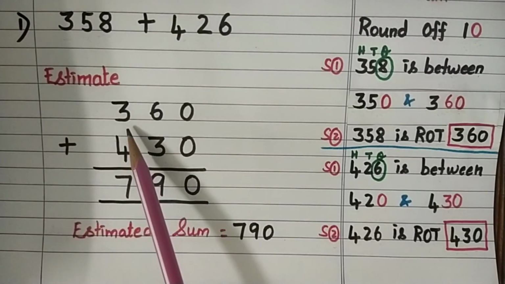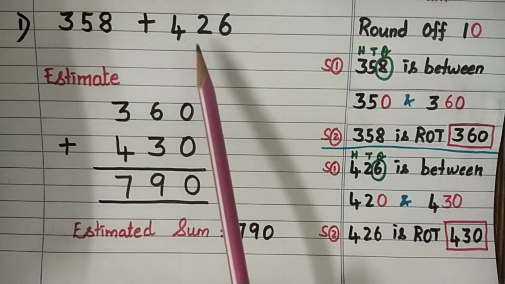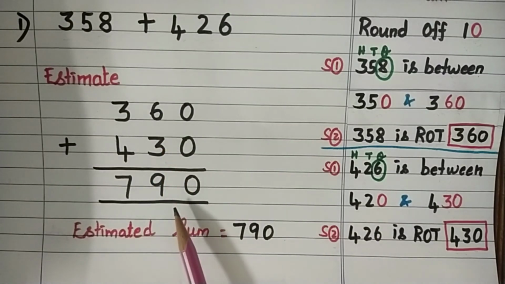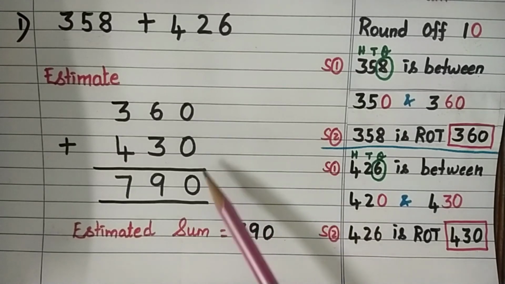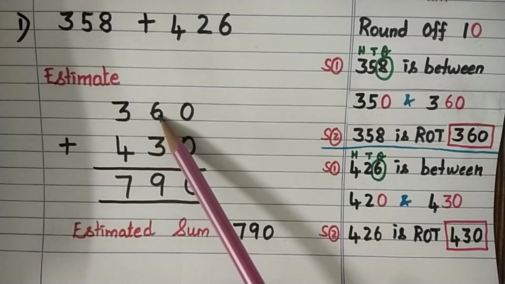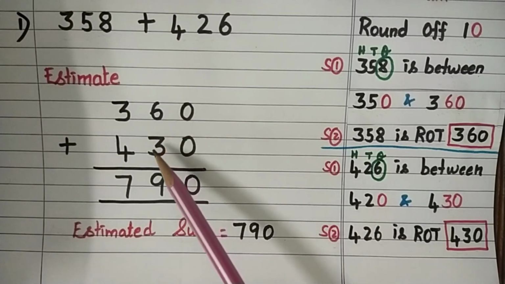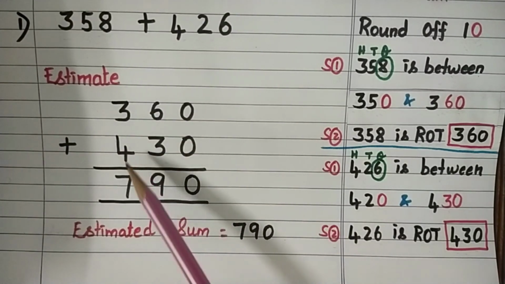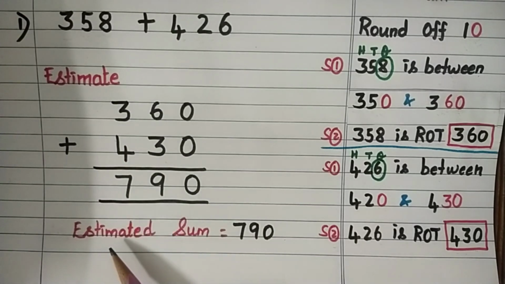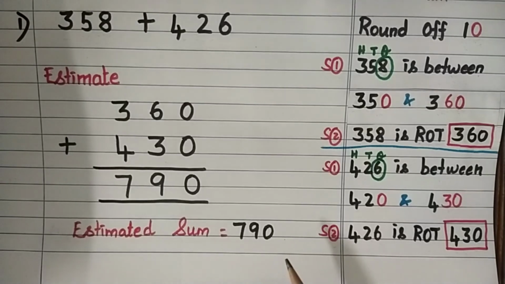After finding the round off numbers to the nearest 10, now we are going to add the estimates. Okay, children. Now add the ones place first. 0 plus 0 gives what? 0. Then the tens place. 6 plus 3 gives what? 9. Then the hundreds place. 3 plus 4 gives what? 7. So therefore the estimated sum we got is 790.